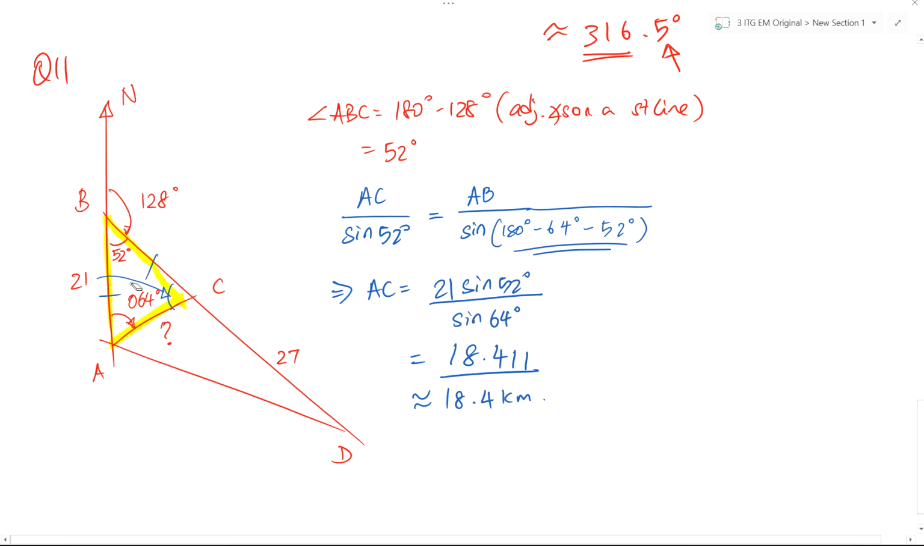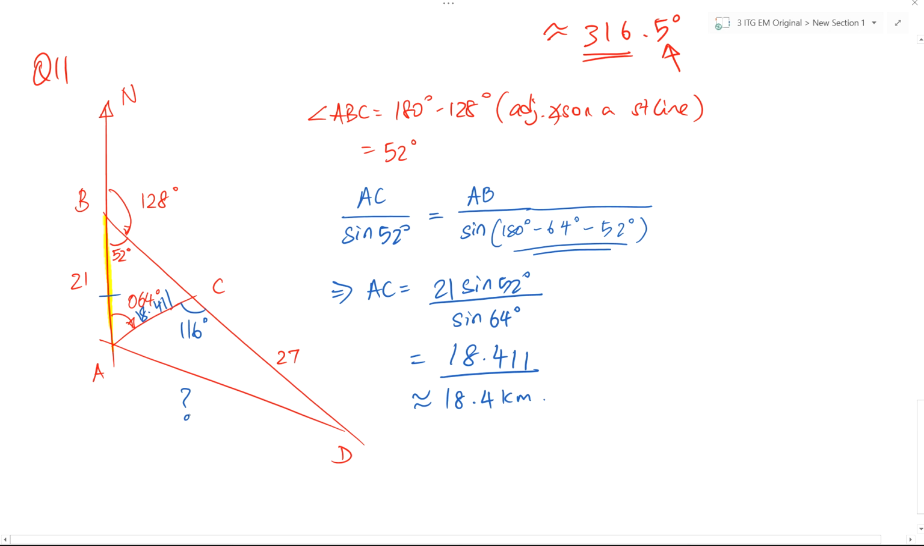Okay, hang on. Zachary says, find angle ACD. Yeah, we can find that. Since this is 64 degrees already, we know that ACD must be 116. Okay, you go and figure out how to present it yourself. I don't need to spoon feed you. So since this is 116, and I already have the side AC to be 18.411, then I want to find this side.